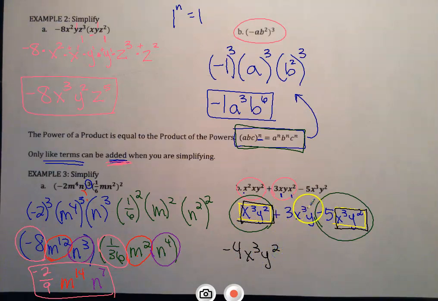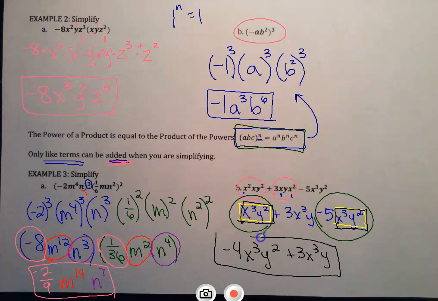This one, like you said, doesn't match the others, so it just stays. So this is your simplified answer. There isn't a back. There's not a back. Nope. That is it.